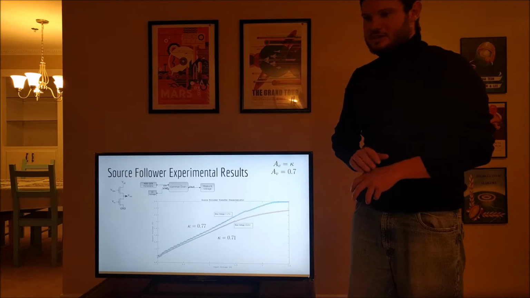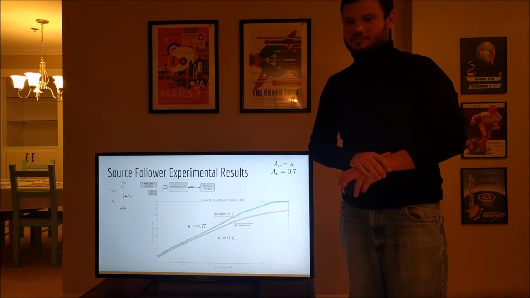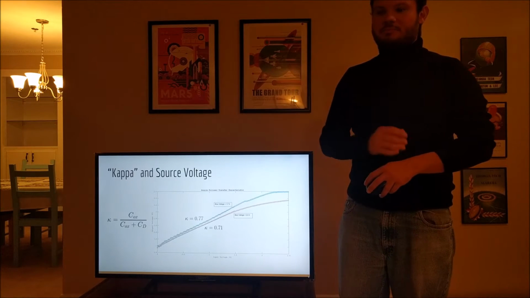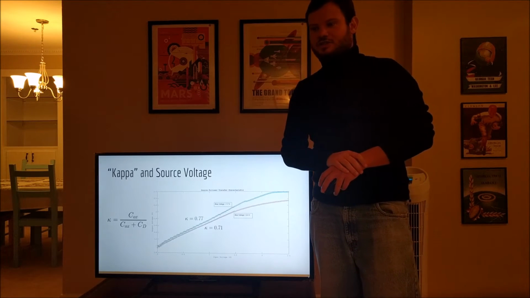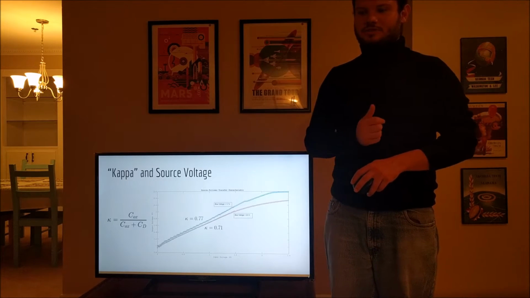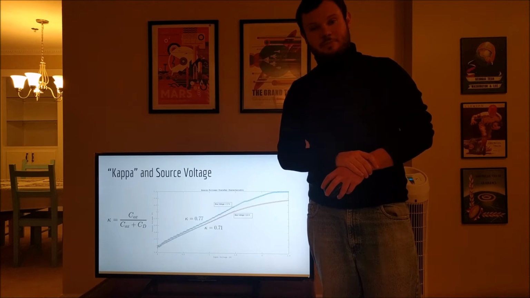In the gain region, both curves had a slope of about 0.7, which was on point for our calculations. As the source voltage decreased, or as VDD minus the source voltage increased, the slope of the curves tends to become steeper. This tells us that kappa increases with source bias. This is because as source bias increases, we get less depletion capacitance.